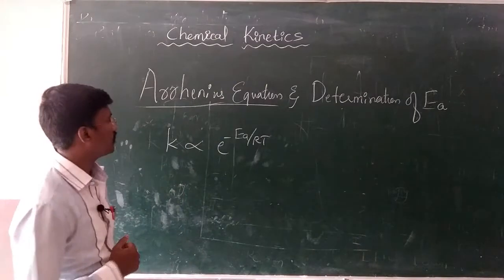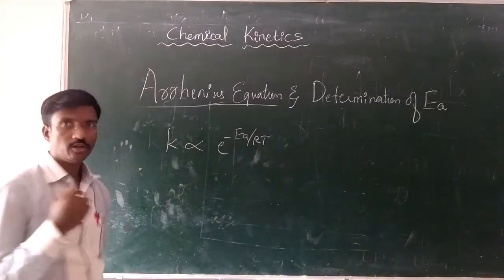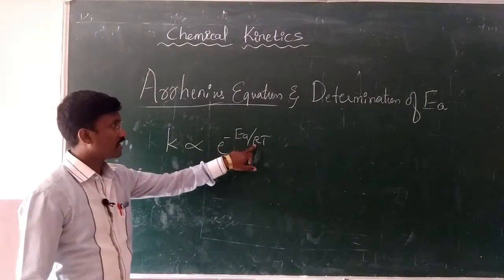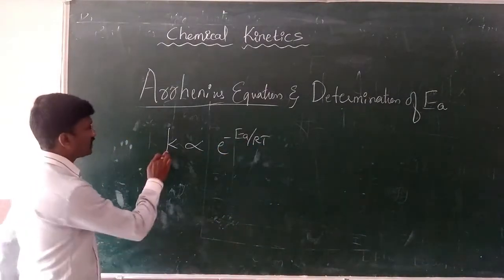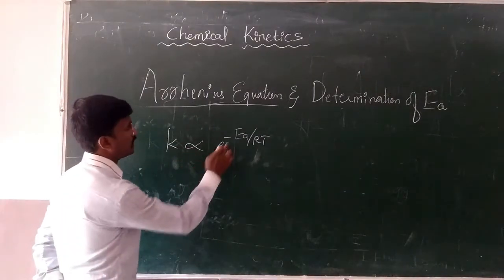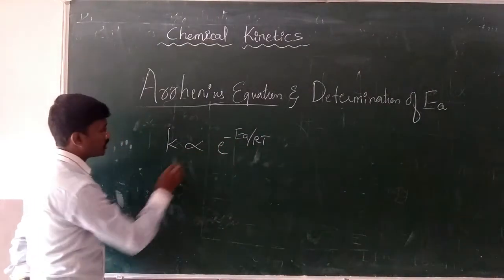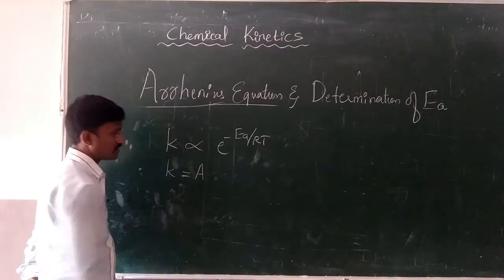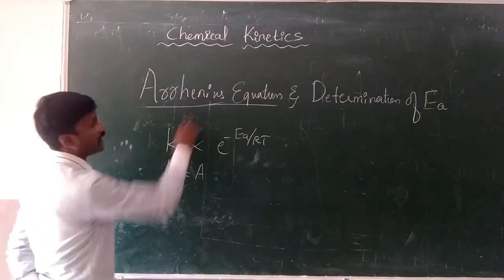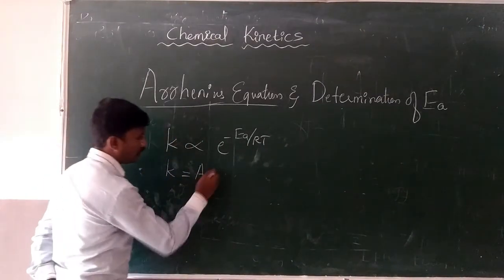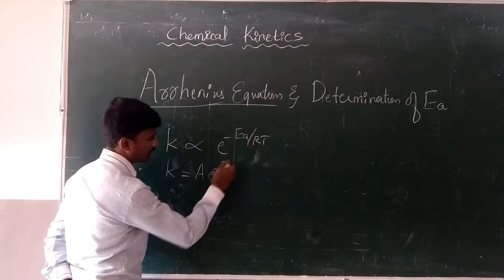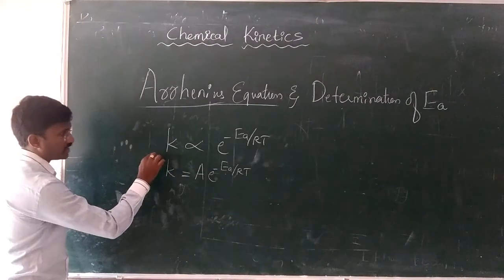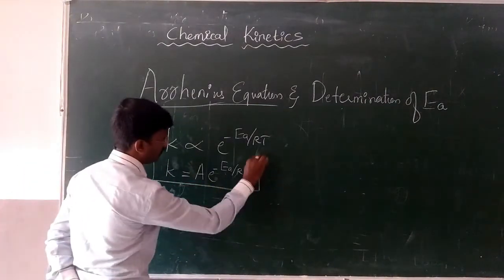What is the Arrhenius equation? The Arrhenius equation gives the relation between k, activation energy, gas constant and temperature. Here k is the rate constant, which is directly proportional to e raised to minus Ea upon RT. That proportionality can be replaced by an equal sign by keeping some constant. That constant is nothing but A. Here A is the Arrhenius constant. So k = A into e raised to minus Ea upon RT. This expression is called the Arrhenius equation.